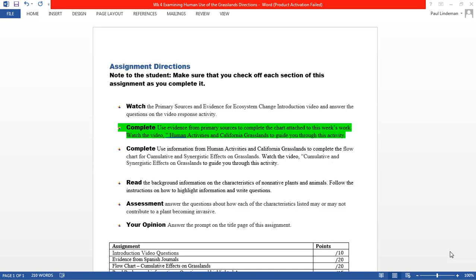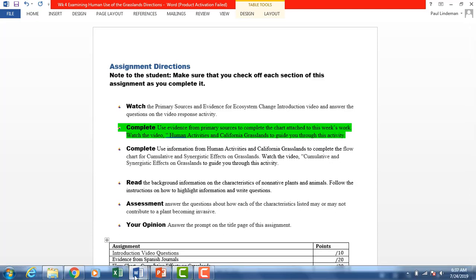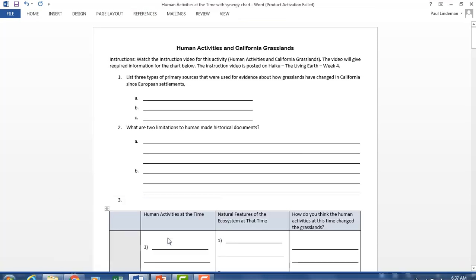Hello. In this part of your weekly work, we're going to look at human activities in California grasslands, which is right here. And the assignment looks like this. Right here, which should be in your weekly work. So we are going to attempt to make this in less than 10 minutes. So let's get started.